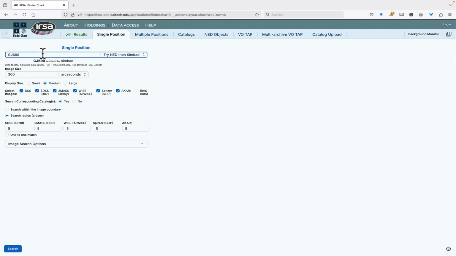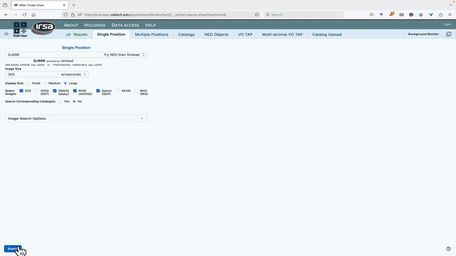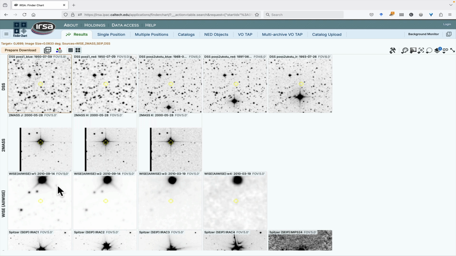Let's search on GJ 699. It went and got the coordinates from SIMBAD, and these are going to be in Epoch 2000 as well as J2000. Let's do mostly the defaults. I'm going to choose large display size, turn off Sloan, turn off AKARI, and turn off the corresponding catalog search. Search.